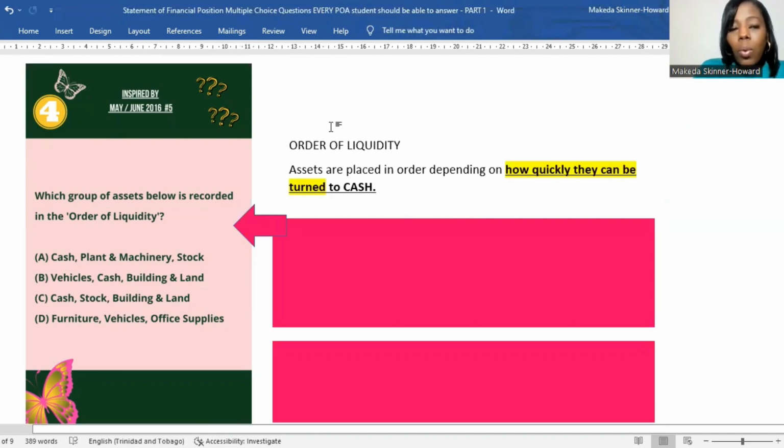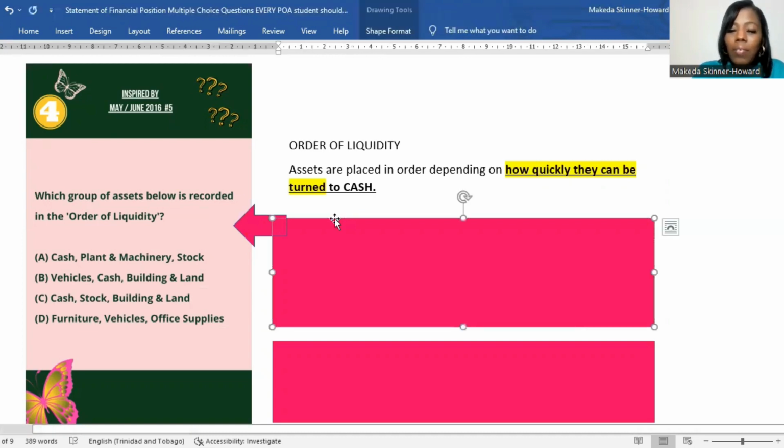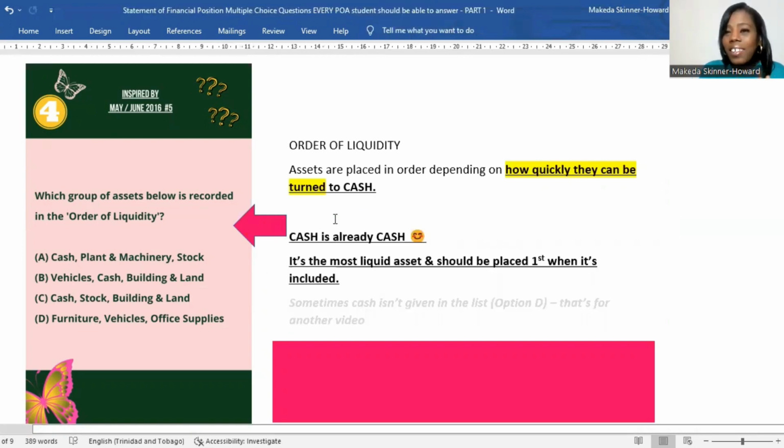order of liquidity. What is order of liquidity? This is where assets are placed in order depending on how quickly they can be turned to cash. This is the opposite of the order of permanence, and that's another topic for another video. Cash is already in the required format. Cash is already cash. So this is the most liquid asset and should be placed first whenever you have it in your list, whenever you are putting things in the order of liquidity.